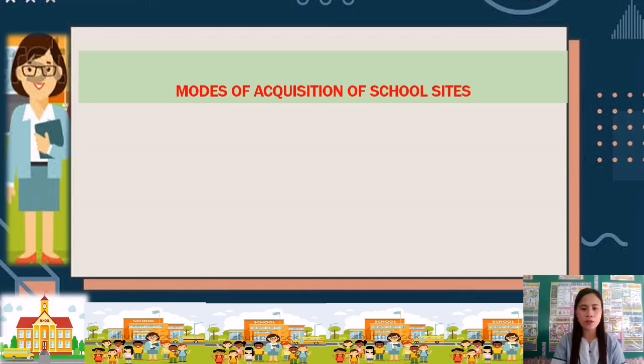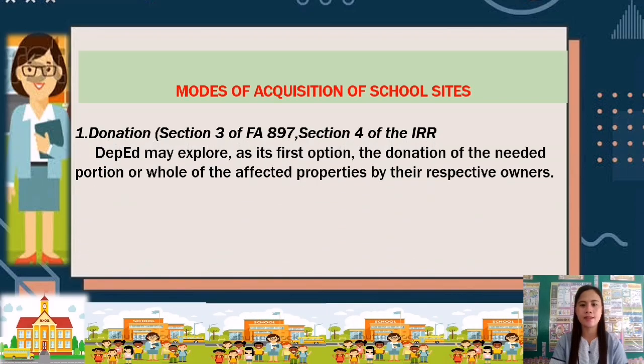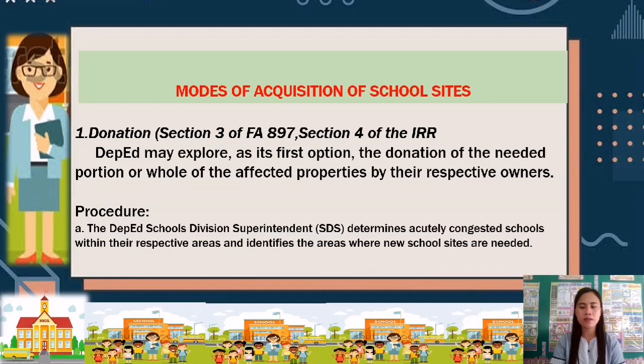Modes of acquisition of school sites. First is the donation. It is under Section 3 of RA 897 and Section 4 of the IRR. It states that DepEd may explore as its first option the donation of the needed portion or whole of the affected properties by the respective owners.